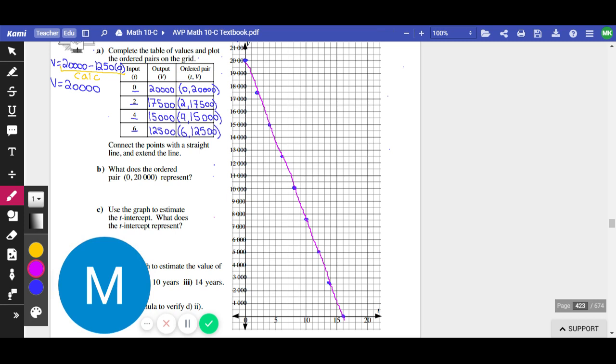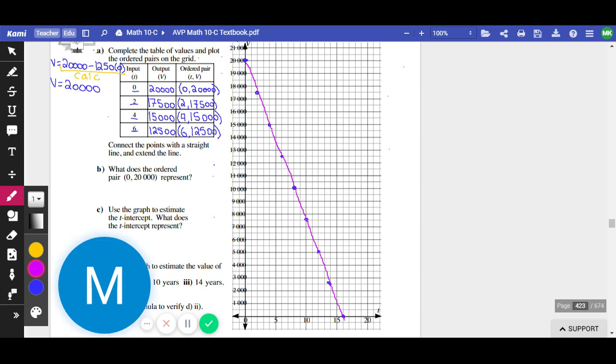Or licenses. Awesome. Now that we've plotted our points, we've connected our dots, right? And we connected our dots because this was continuous data, right? It means that it gradually happened. My car didn't just all of a sudden become 6 years old, right? It slowly, day by day, got to 6 years old. So this is continuous data, so we connected the dots.